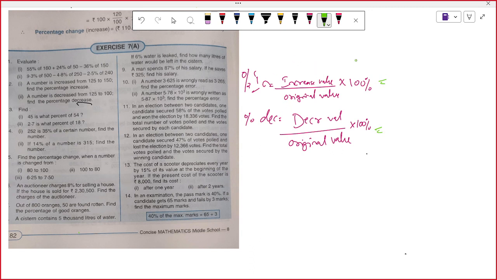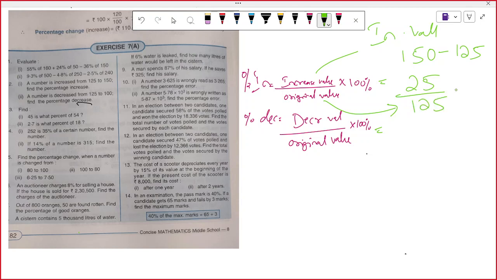What is the increased value in the first question? From 125, it's increasing to 150, right? So 150 minus 125. What is 150 minus 125? 25. So this step you'll have to find out, students. One extra step. Increased value is 150 minus 125, that is 25, divided by the original value. A number is increased from 125, so 125 is the original value, into 100. You'll get the same answer.